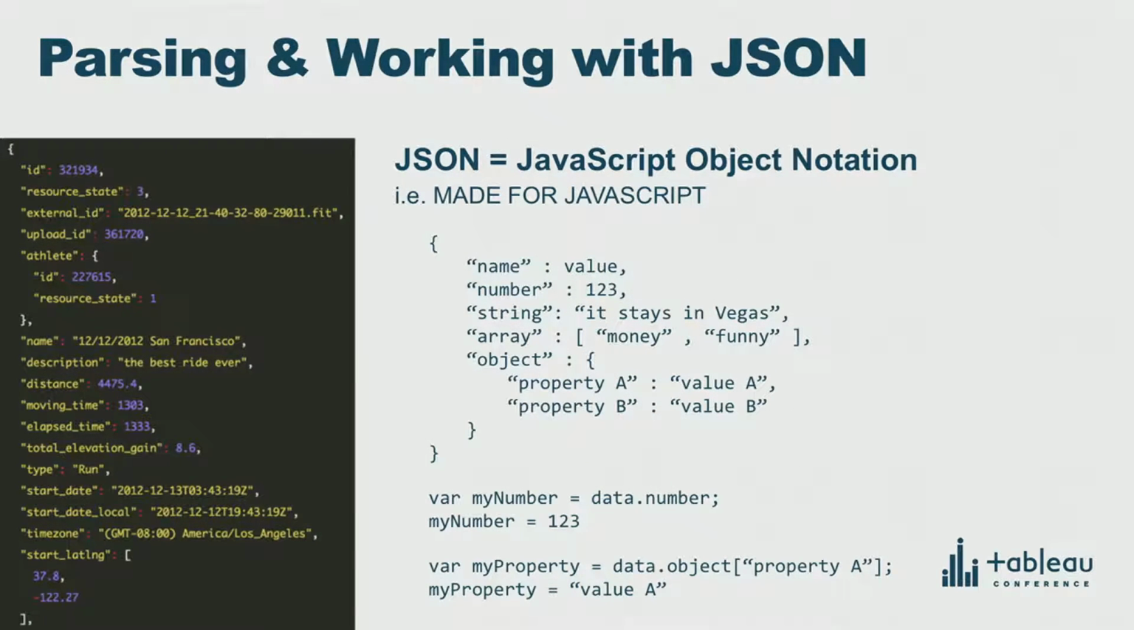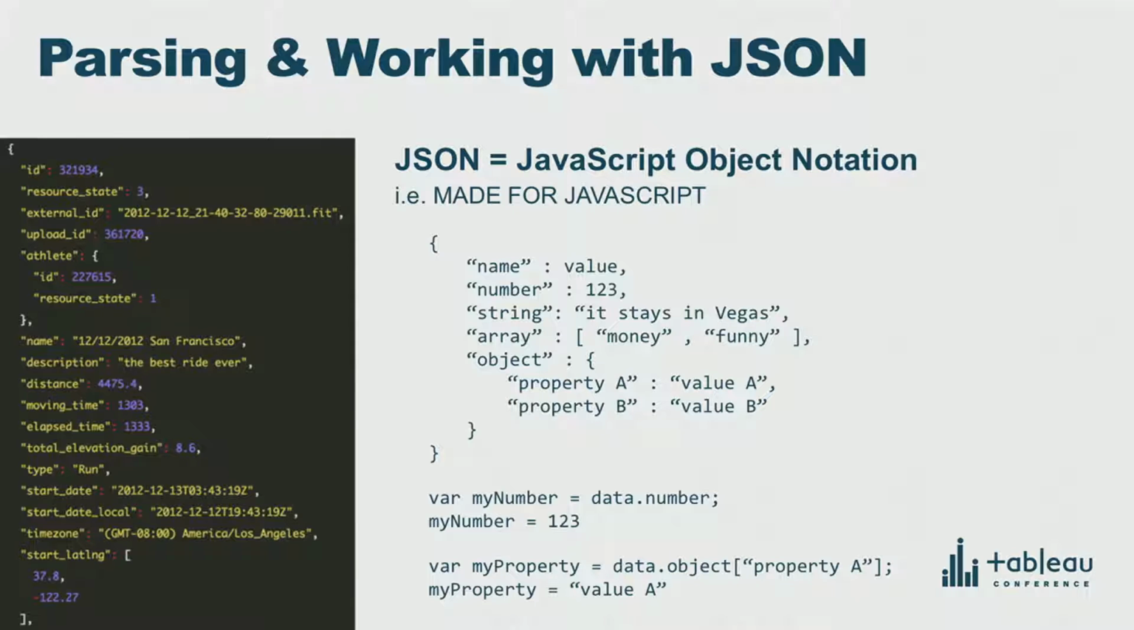When the data comes down, hopefully it's in something called JSON. Tableau people won't be so familiar with it. It used to be XML, now it tends to be more JSON. Hopefully it is, because it's basically made for JavaScript. It's so easy to navigate and to work with.